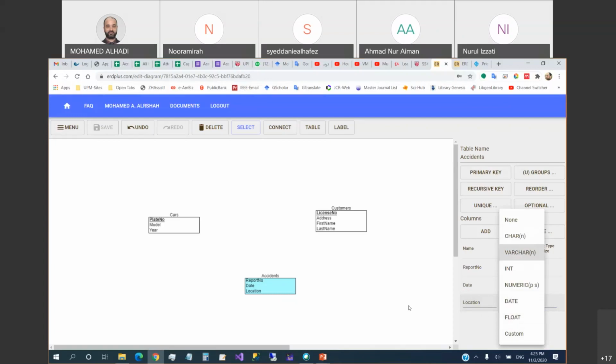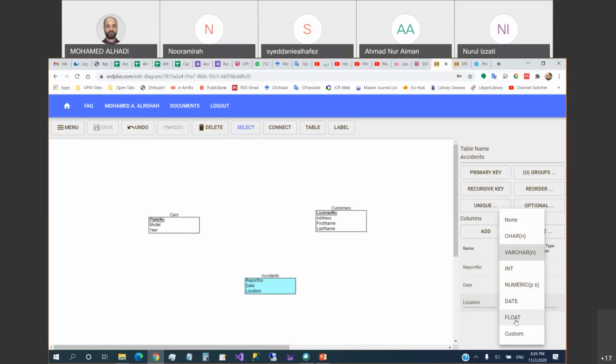Doctor, in the database, there cannot be a double data type? Double, here in this tool, there is no double. There is numeric and float. Numeric will have P and S. P is the total number of digits, and S is the number of digits for the fractions after the dot. So maybe the field is 10 digits, but 3 of them are after the dot to represent the fraction.